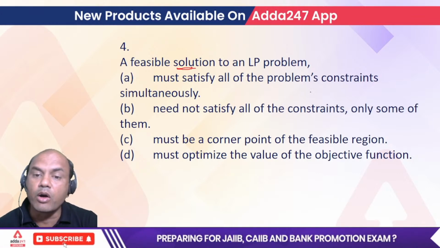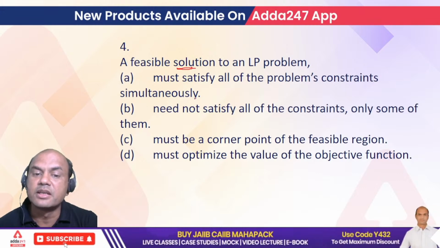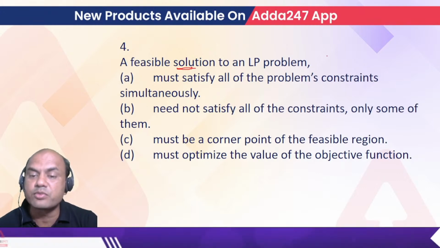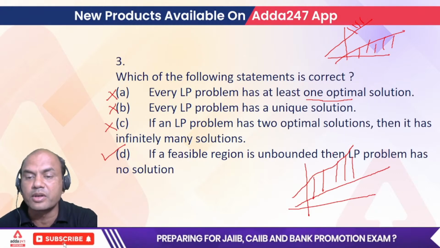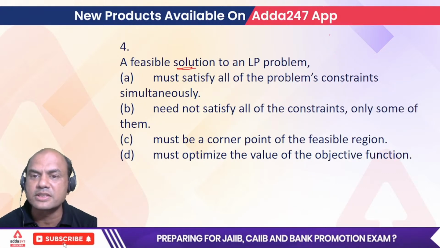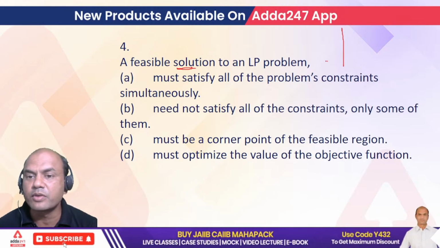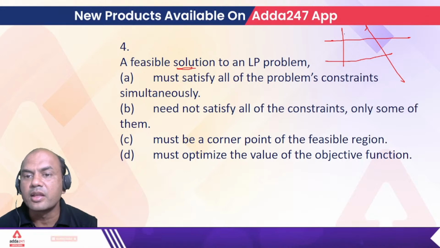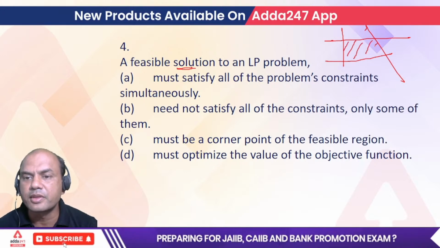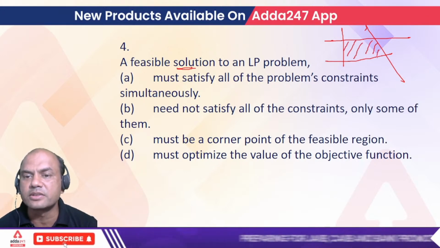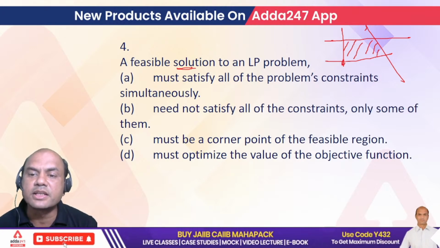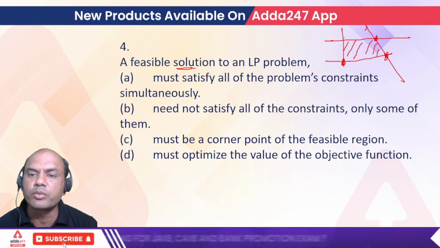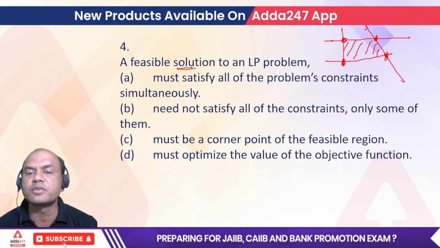So what is the correct answer? Must satisfy all problem constraints simultaneously. Need not satisfy all the constraints. What does it mean that it need not satisfy? See the first example, I'll show it again over here. Okay, so draw it the same. This is one axis and this is the second. Now this is my feasible region, and these are my constraint lines. This is 1 point, second point, third point and fourth point, right? These are the 4 points of the feasible region.